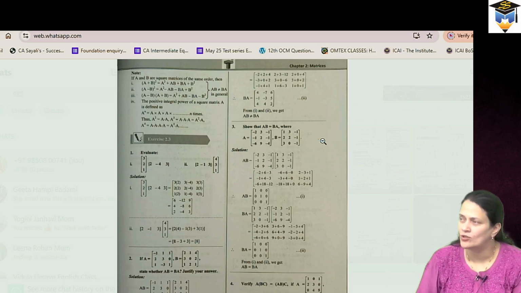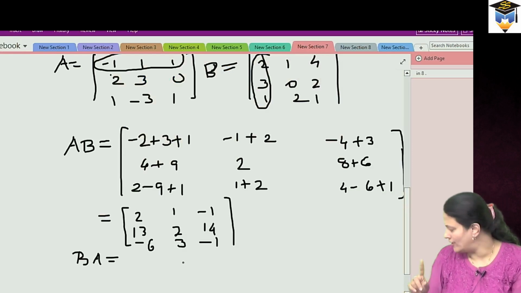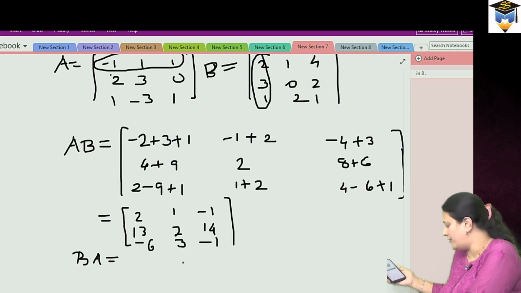Perfect. So that means now check whether AB is equal to BA. Is it equal? AB is not equal to BA. So this is not commutative. So this is from exercise 2.3 question number 2.